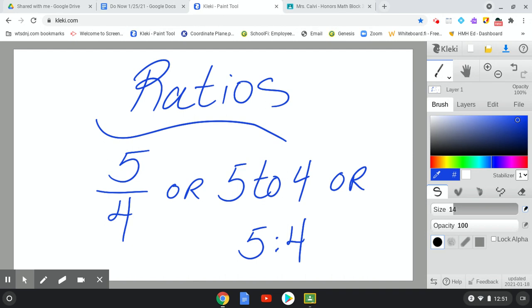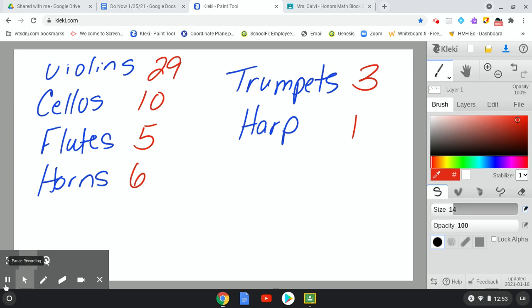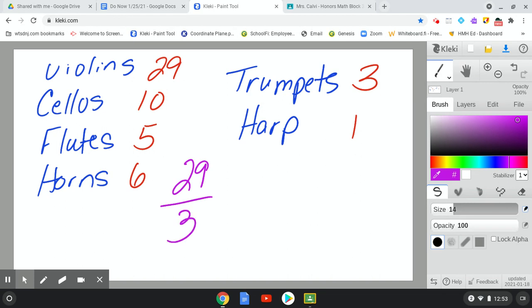And as I said, a ratio is a comparison of two quantities using division. So for example, let's say I had this chart. Okay, so let's say I had this information about different instruments, and I wanted to know the ratio of violins to, say, trumpets. So the ratio of violins to trumpets would be 29/3 written as a fraction, using the word "to," or using a colon.